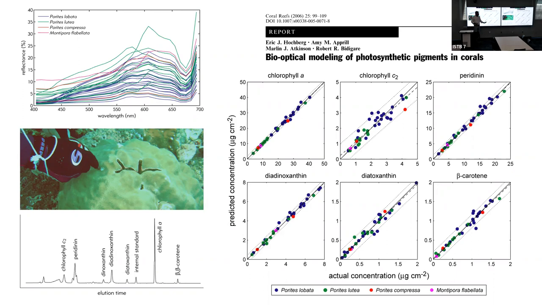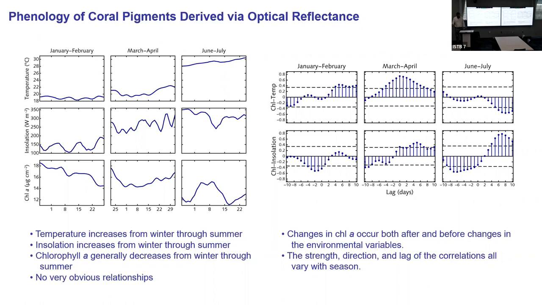I use that with interns in Bermuda. This is exciting because if you don't have to break a piece off the coral to get its pigments, if you can just point a spectrometer at it, then you don't have to kill it and you can make measurements every day. So welcome interns to Bermuda. We can do it every day in the winter, spring, and summer. And of course you can measure temperature every day. You can measure how much light is coming down every day. And with the spectra, we can get how much chlorophyll is in the corals every day. And then you can do some fun time series analysis, looking at the cross correlations between them.